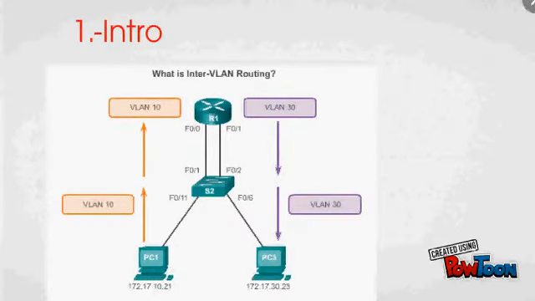In order to communicate different VLANs, we need to use a router or a layer 3 switch. The use of a layer 3 device provides a method for controlling the flow of traffic between network segments. The process of forwarding network traffic from one VLAN to another VLAN using routing is known as inter-VLAN routing.